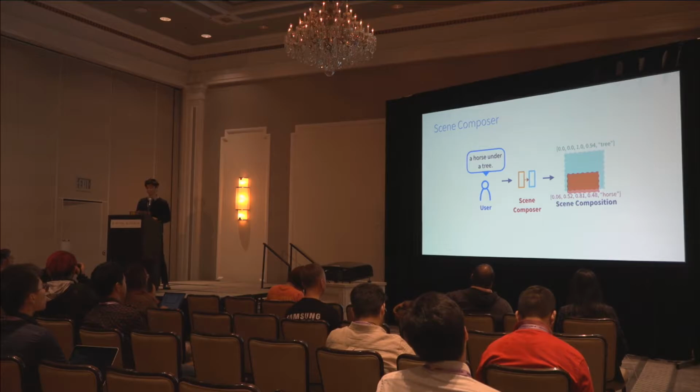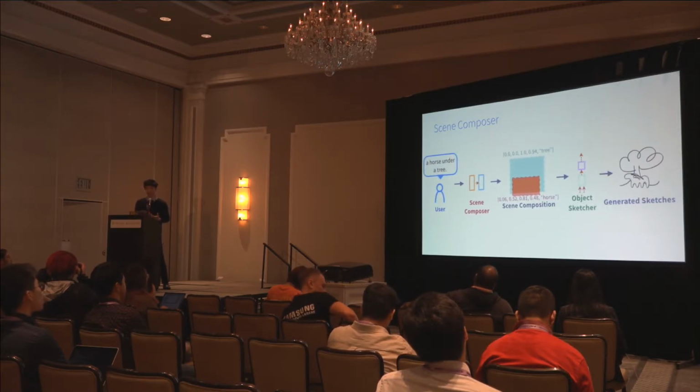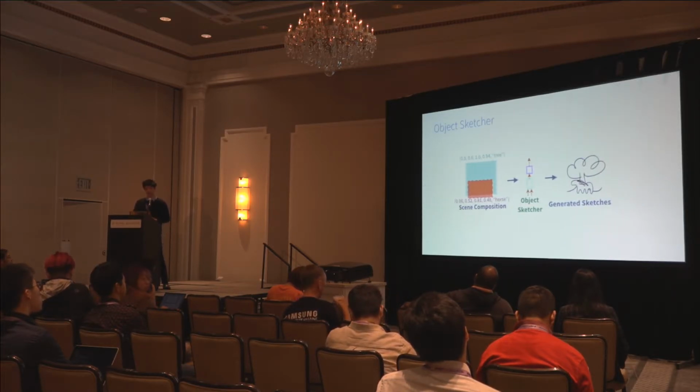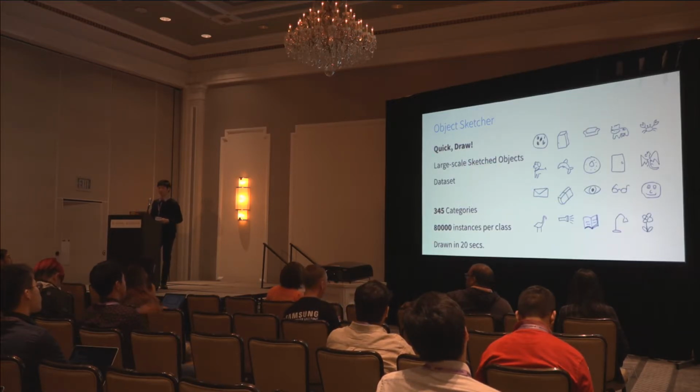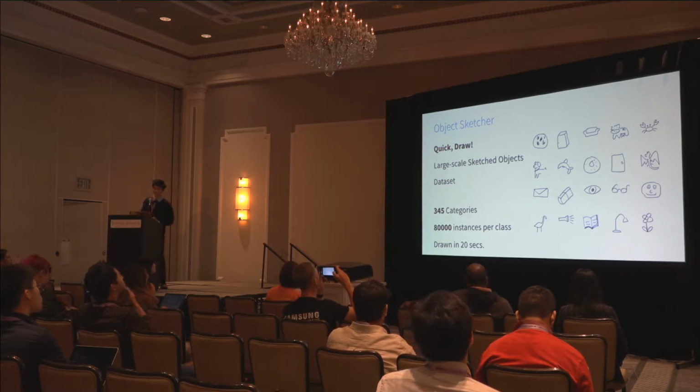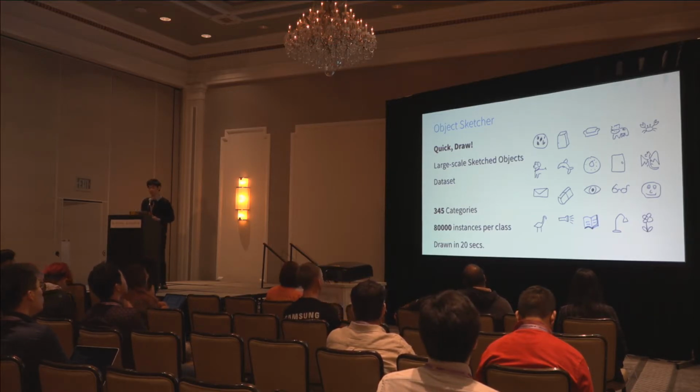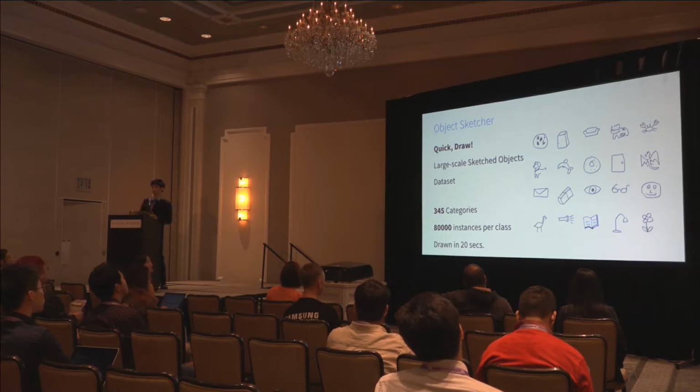So this is our scene composer. Now, after we generate the scene composition, let's turn it into actual sketches using our object sketcher. Once again, let's look at the data set that we can use. In this case, since we only need individual object concept classes, we actually have a data set for that. For individual sketch objects, we take the Quick, Draw! data set that you might have heard of as a game developed by Google. It's the first large-scale sketch object data set, with around 345 concept classes and around 80,000 instances per class, drawn by human users in 20 seconds.